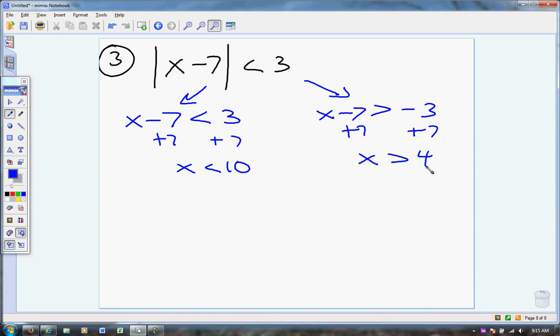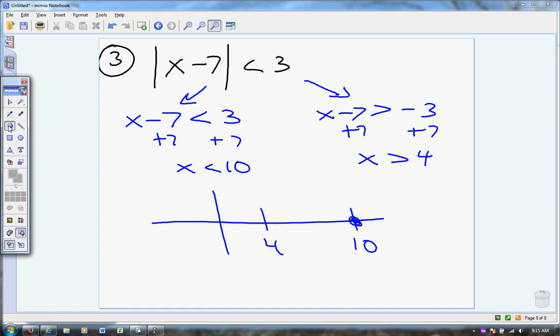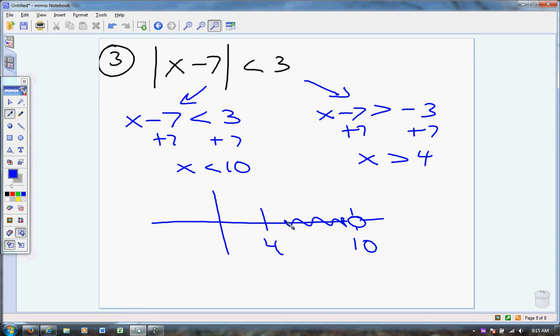Okay, so if I sketch this one, looks like I'm stuck between 4 and 10. Yes, I am. Because I'm less than, oops, that should have been open. Sorry about that. That should be an open circle. Less than 10, greater than 4. Okay?